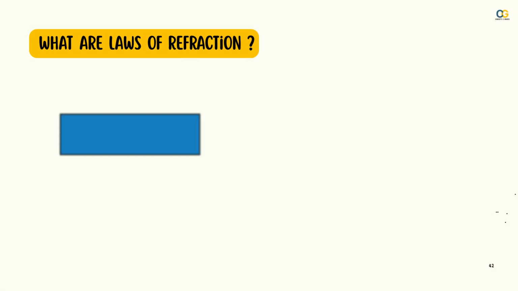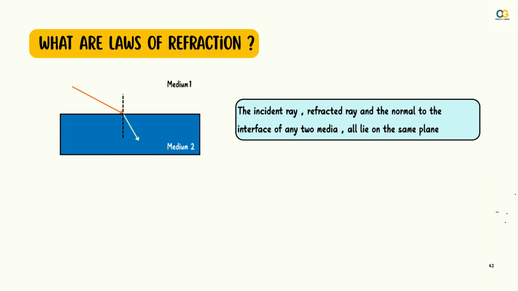Let us now understand what the laws of refraction are. Well, there are certain laws of refraction which are applicable to a given pair of media and a given color of light. The first law is that the incident ray, refracted ray and the normal to the interface of 2 media lie on the same plane.